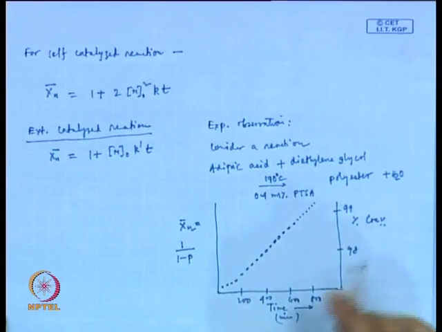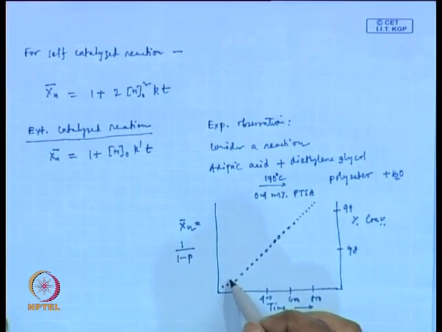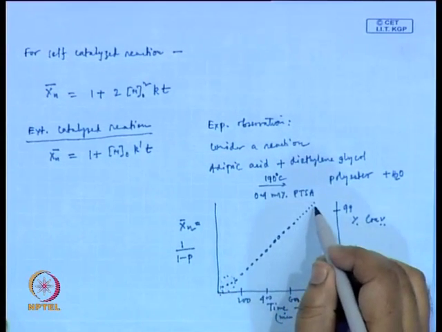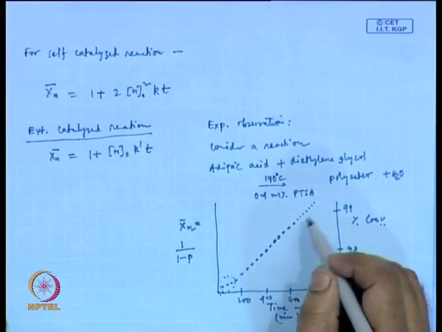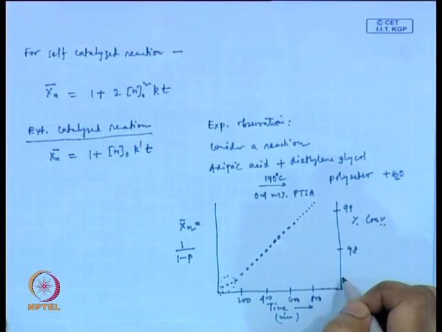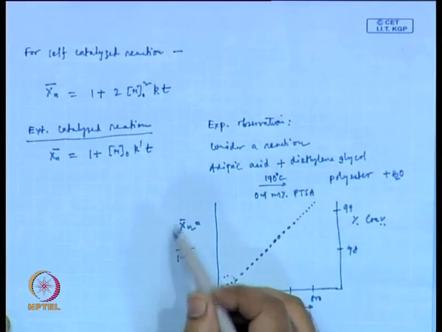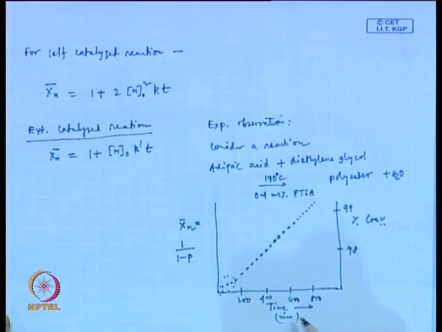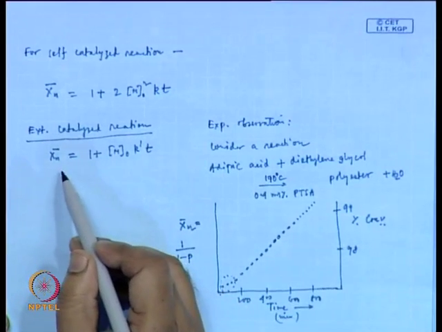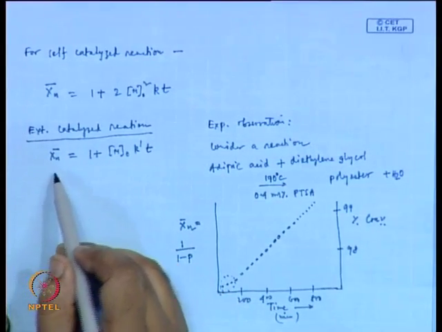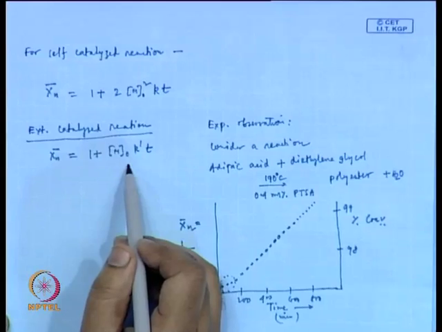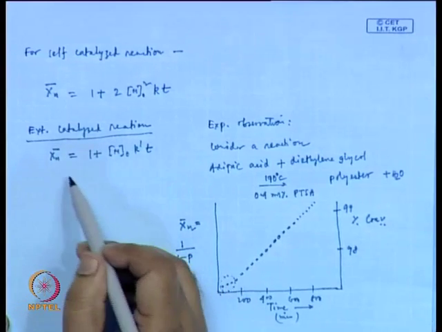Now, what do we see here in this experimental observation? We see that except for this initial part, for the entire conversion region, you have a linear relationship of average degree of polymerization with time, as predicted by your reaction mechanism.